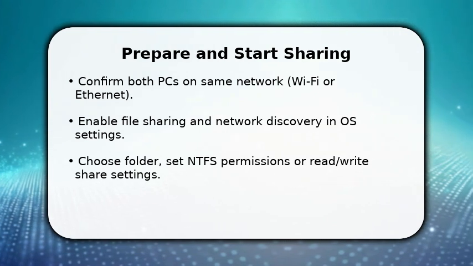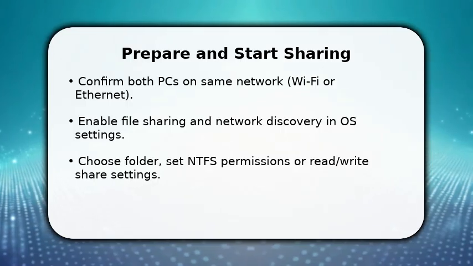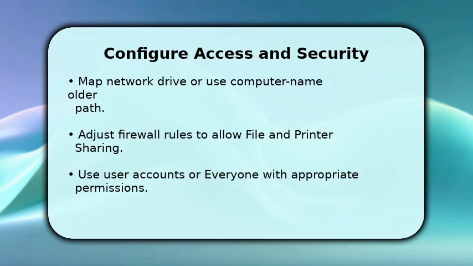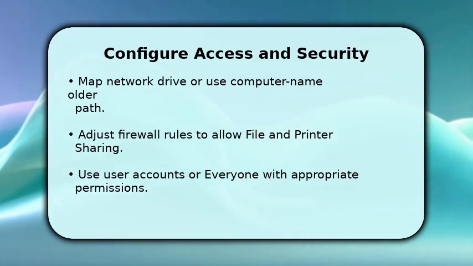Now configure access and secure the connection. Start by adjusting firewall settings to allow file and printer sharing on the host machine. Make sure the rule applies to your network profile. Then decide whether to map the share on the client.